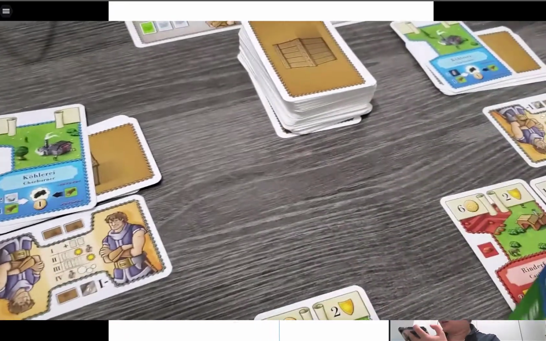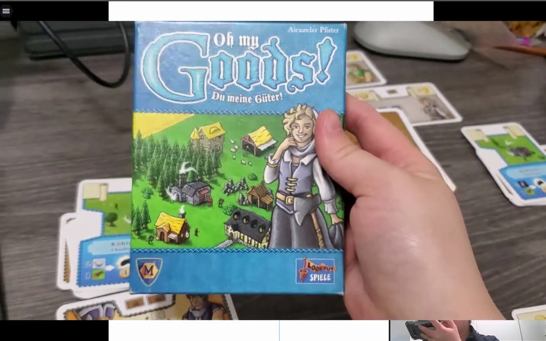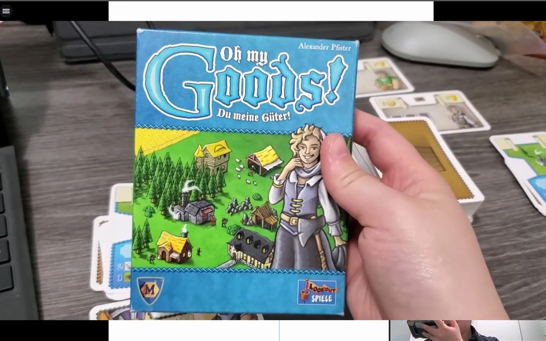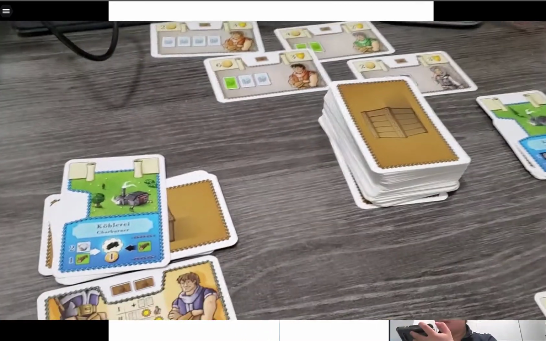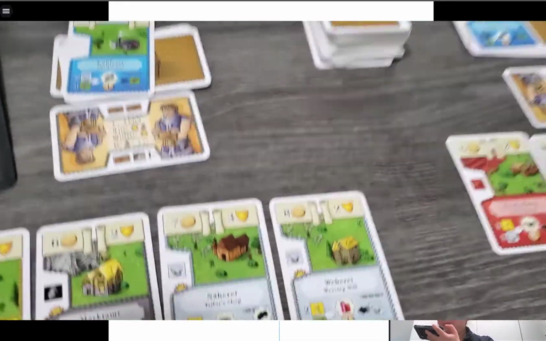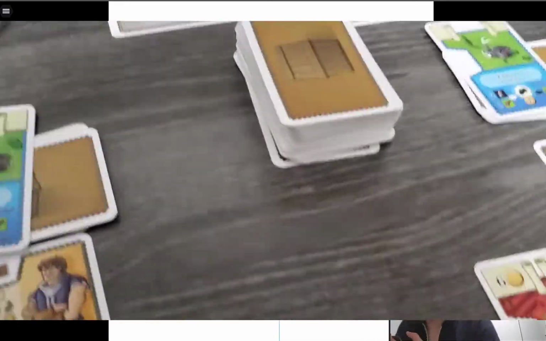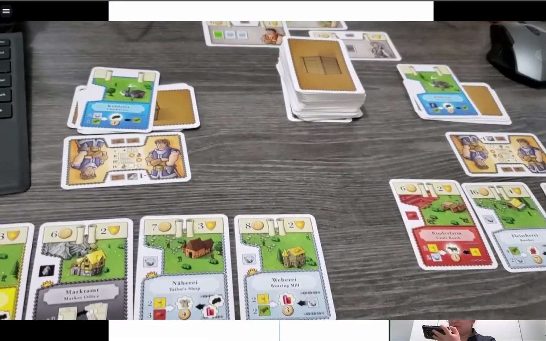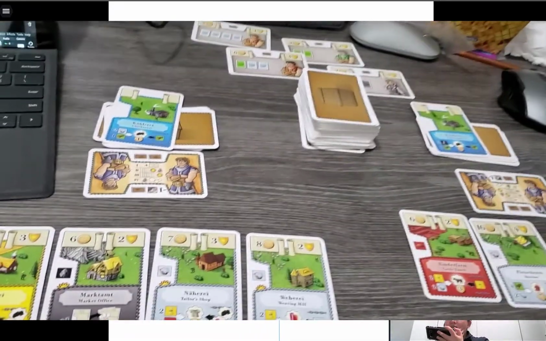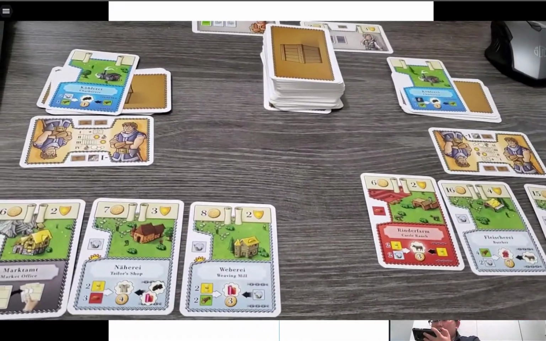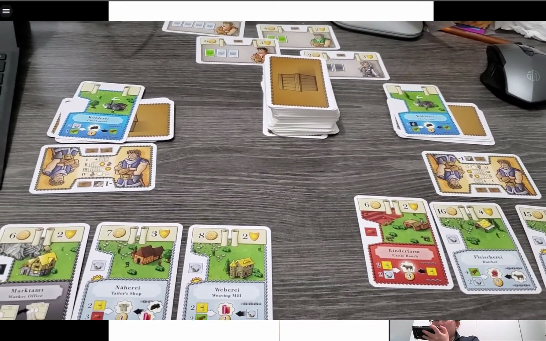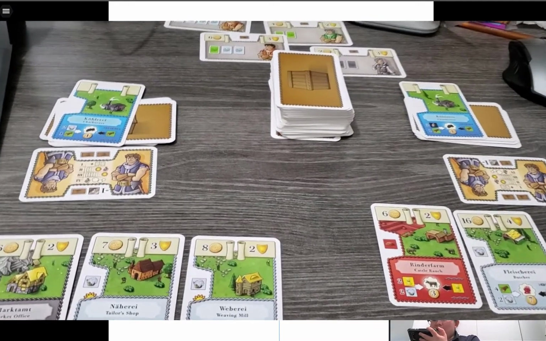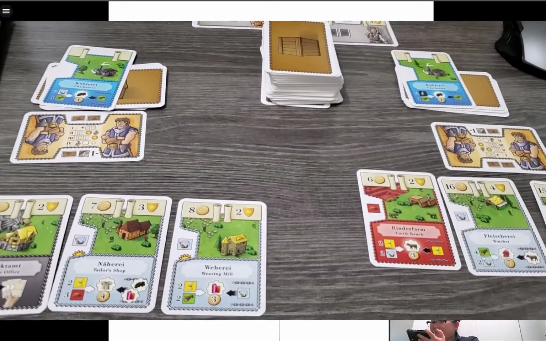All right, so what we have here is a game called Oh My Goods by Alexander Pfister. He is a very popular designer who does a lot of great games. And this is a great two-player game, especially for me and my husband. We like to duke it out sometimes. This game has to do with making goods, collecting goods, and making money. And of course, the person who does the best job of that at the end of, I believe, 8 rounds or so, wins the game.